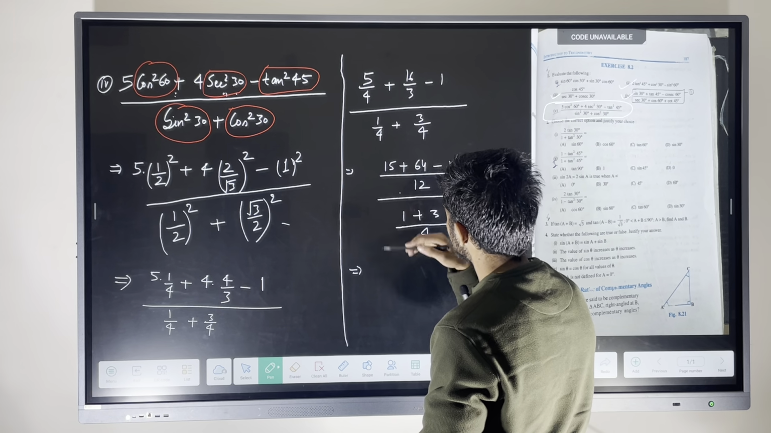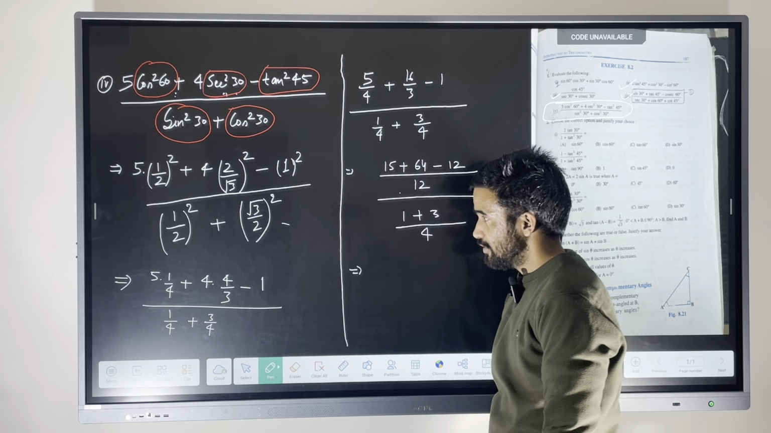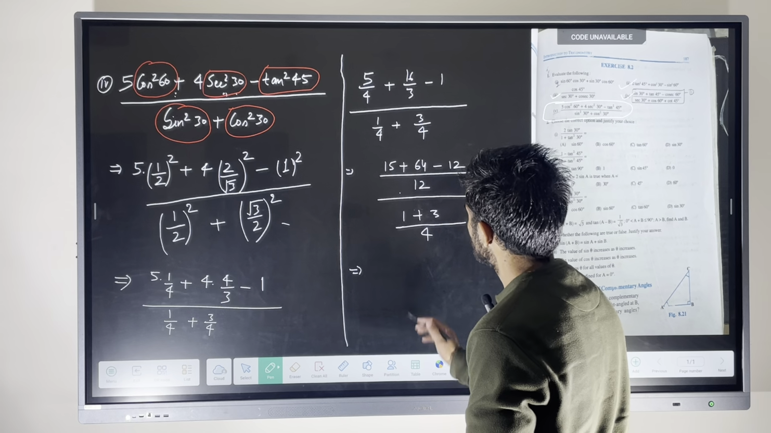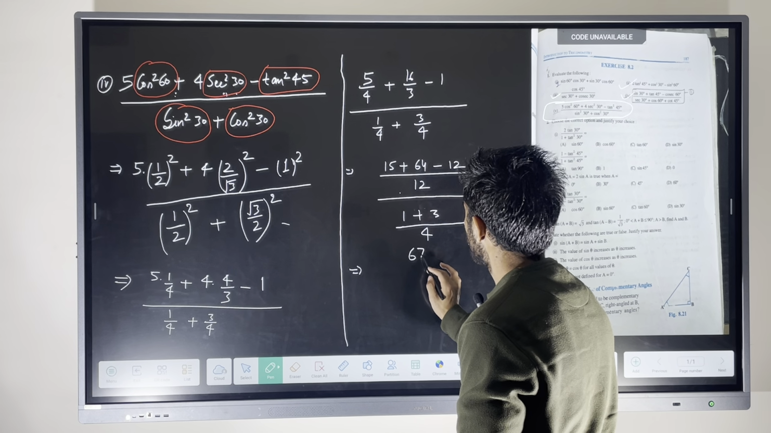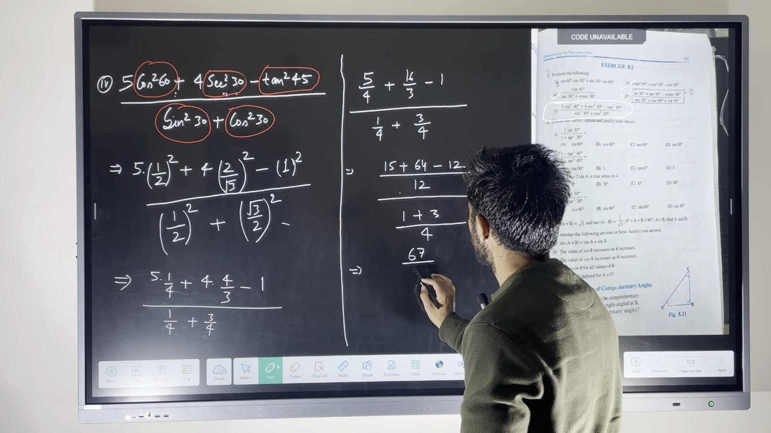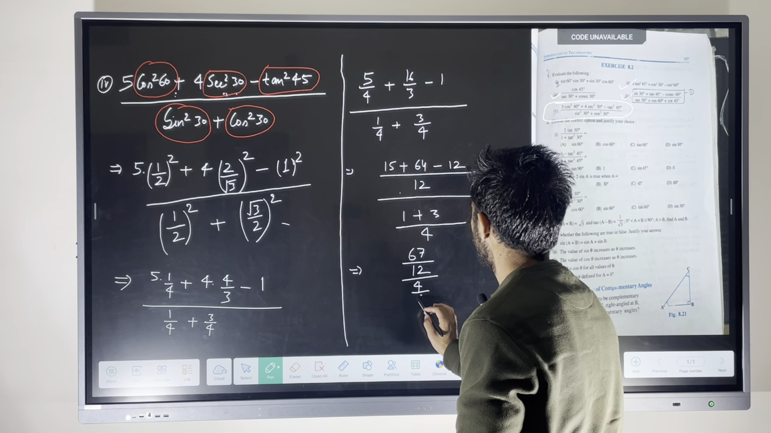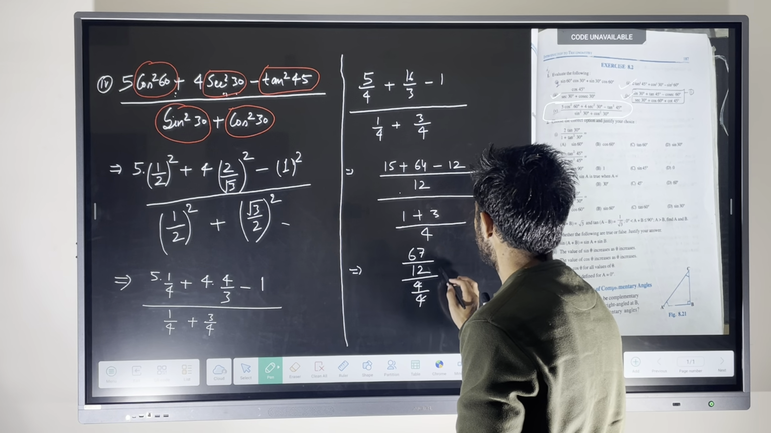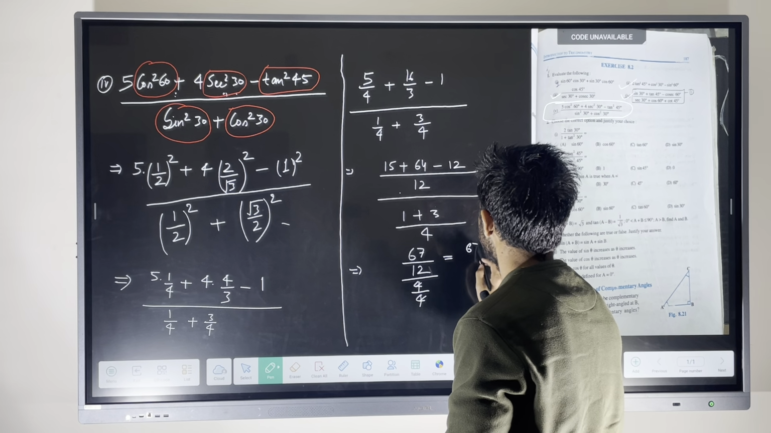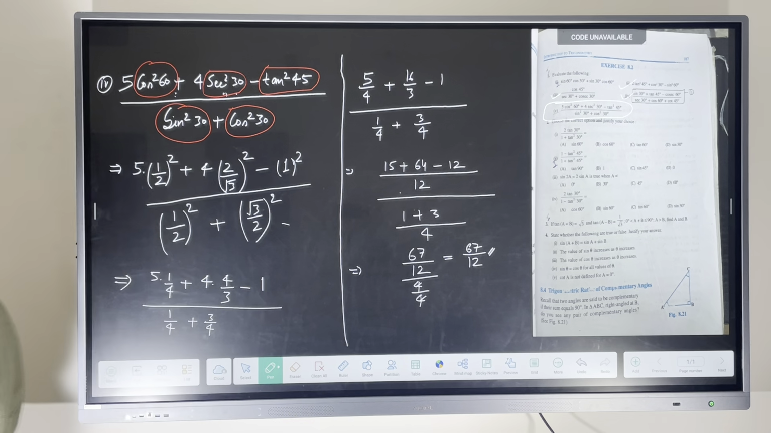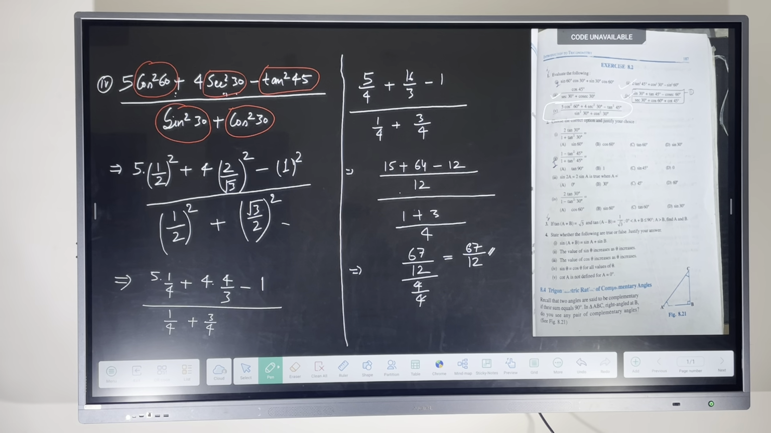Now 15 plus 16 is 31, minus 12, 19... the numerator becomes 67 upon 12, and here it will be 4 by 4, and the 4s will cancel out each other. So the answer will be 67 by 12.